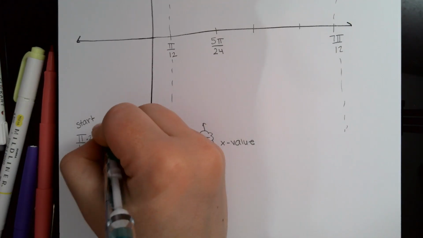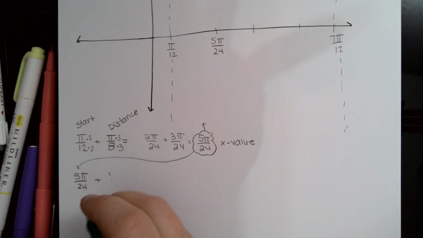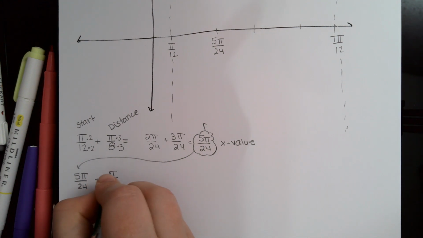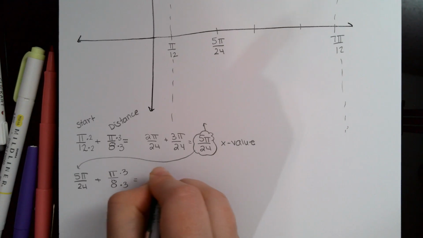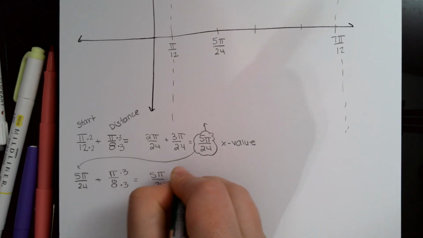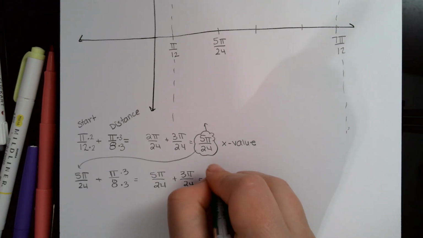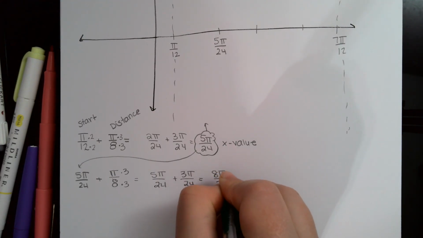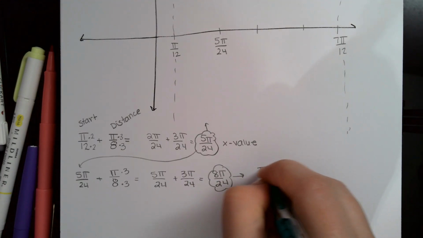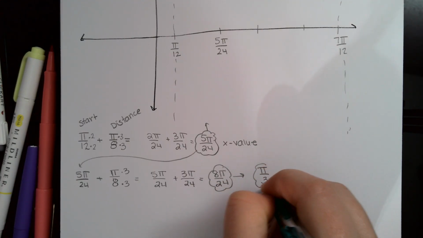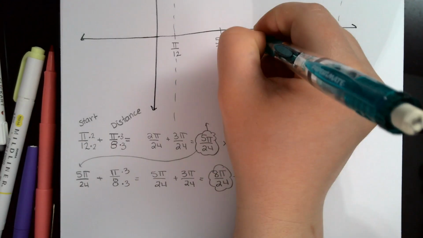We're going to again add our distance. And you're going to keep doing this pattern until you get a total of 5 points and you've reached your end. Again, common denominators with your distance, we get 5 pi over 24 plus 3 pi over 24. 5, 6, 7, 8 pi over 24. Again, this is where we need to simplify. And so we get pi thirds. This is your x value that you're writing in.